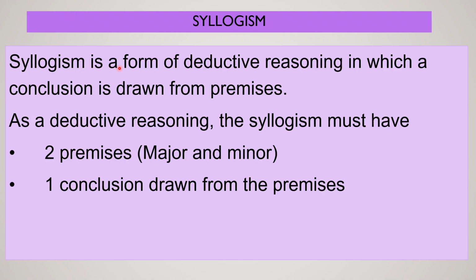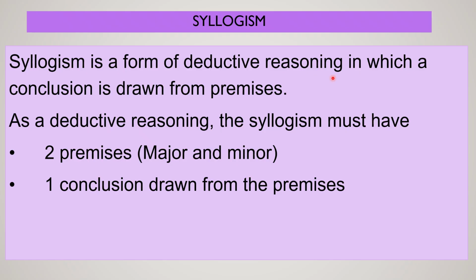Now, the best way to remember syllogism is that it is a form of deductive reasoning, whereby we defined in our last episode, episode 1, that a deductive argument or a deductive reasoning is a reasoning whereby conclusions are drawn from the premises with certainty. So with syllogism, we are going to use the deductive reasoning in which we are going to be drawing conclusions with certainty from the premises that we are going to have.